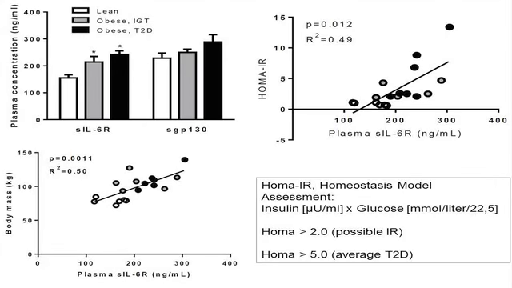So when you look at people who are lean, at people who have an impaired glucose tolerance, and at people who are type 2 diabetic, and when you look at the soluble receptor, this goes up very much and very significantly. And you can also look at the HOMA, which is a measure for insulin resistance or sensitivity, and you clearly see that you get a straight correlation between HOMA and plasma soluble IL6 receptor levels. Very interesting.